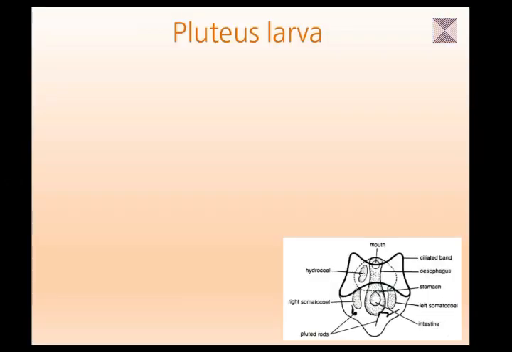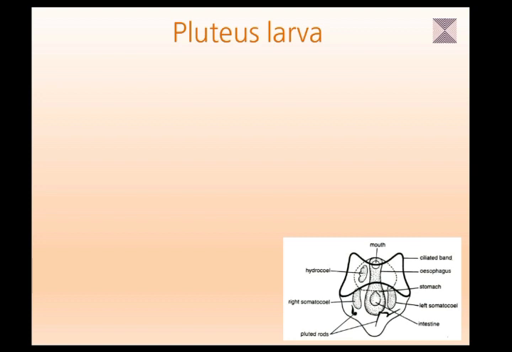Now students, this is another larva which is very, very important in the case of echinoderms, and this is called the Pluteus larva. Now if I take the Pluteus into account, if you see the structure of the Pluteus, we have got a definite mouth, an esophagus, then a stomach in the center, the intestine over here, and these are the pluteal rods which are present in this larva. That's why it got the name Pluteus.